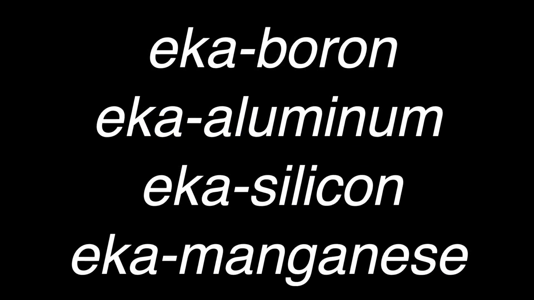One with a predicted atomic weight of 44 below boron. Another with a predicted atomic weight of 68 below aluminum. A third below silicon, and another below manganese. He called these eka-boron, eka-aluminum, eka-silicon, and eka-manganese. Eka was from Sanskrit for one like. These elements were eventually discovered.